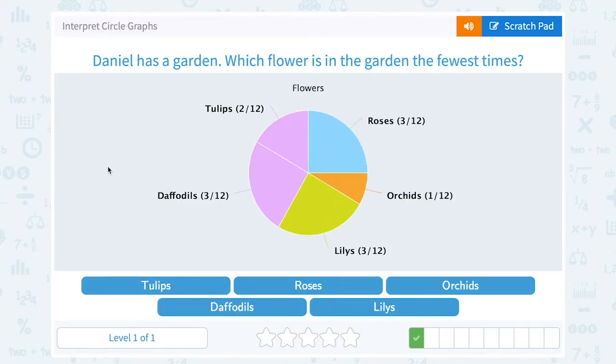Daniel has a garden. Which flower is in the garden the fewest times? Okay, well in this case, we can see he must have a total of 12 flowers because we can see each of the flowers as a fraction of the 12 he has. Well, which flower is in the garden the fewest times? If I look for the smallest slice of my pie, the orange slice is the smallest, right? I can see he only had one orchid. Everything else has more, two or three. So orchids is the flower that's in the garden the fewest times.